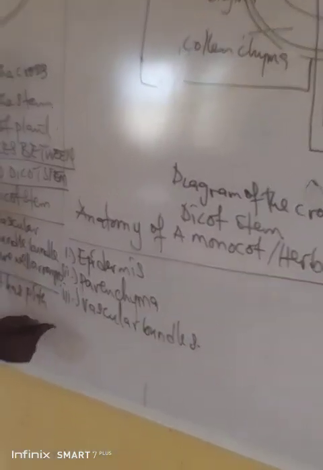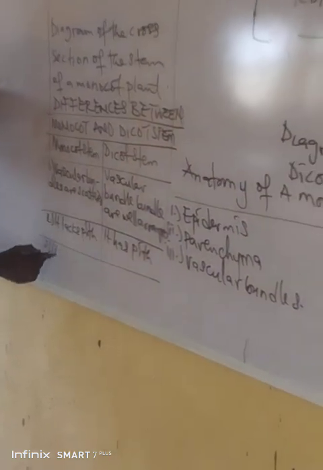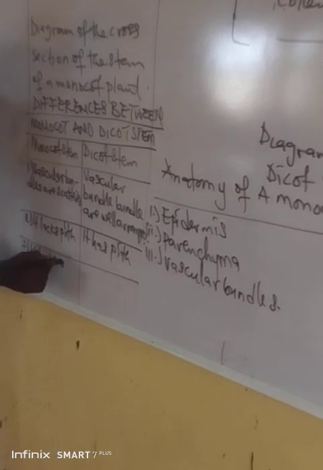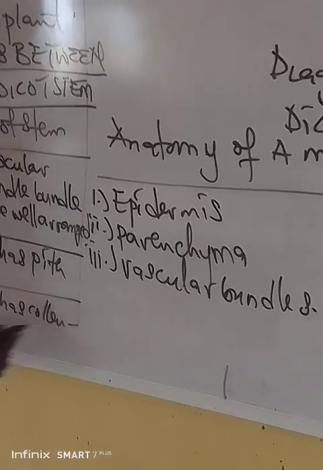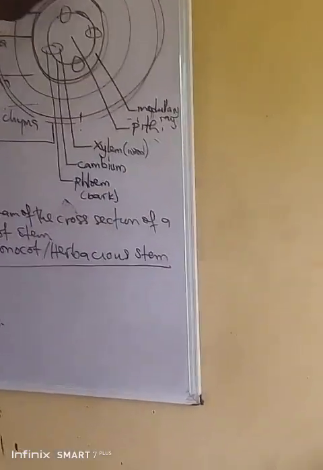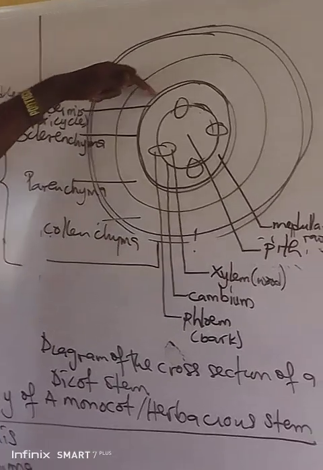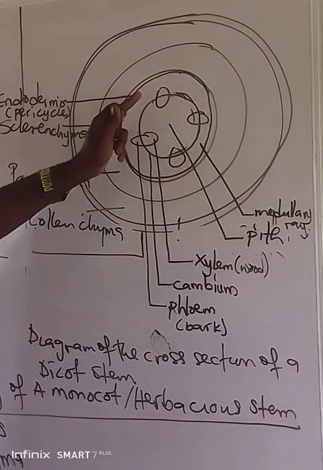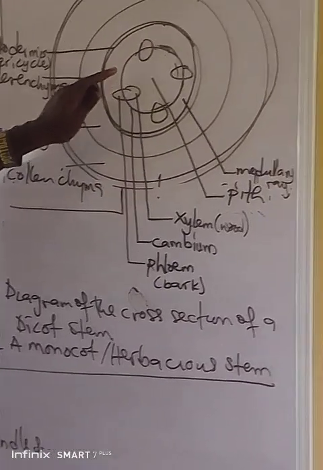Copy this now. Pith. Now, number 3, which one has parenchyma? This one lacks parenchyma. This one has parenchyma. I will still pick them one by one to talk about them. This area is parenchyma. This line now is sclerenchyma. Then inside, this inner line is the endodermis.